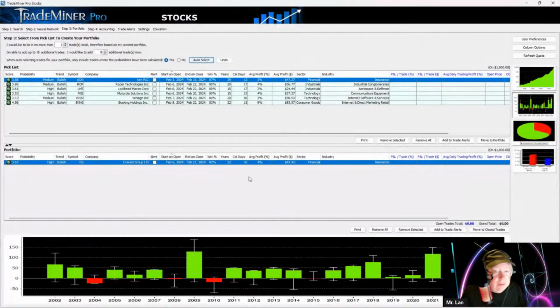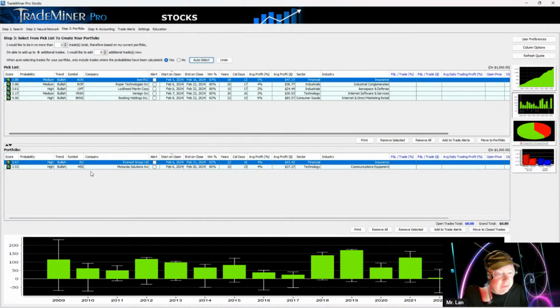All right, let's go to the next one. Select your next favorite. Oh, we need to tell it too. Okay, next favorite is MSI, Motorola, starting February 6th, starting again tomorrow. 80% of the time over the last 15 years, this thing's returned 4% bullish. So let's go MSI.